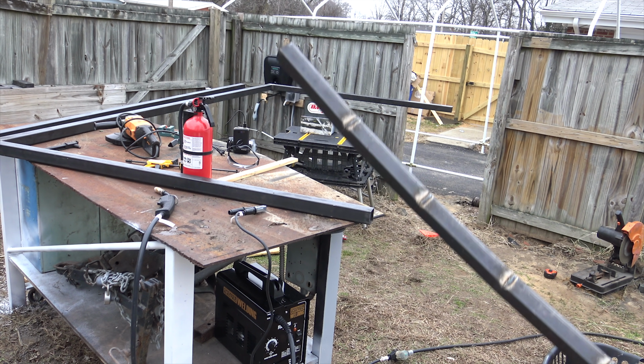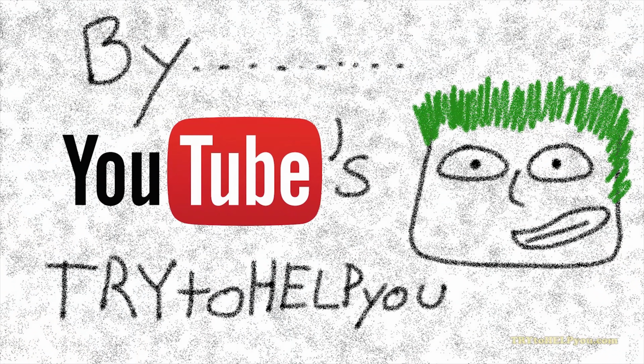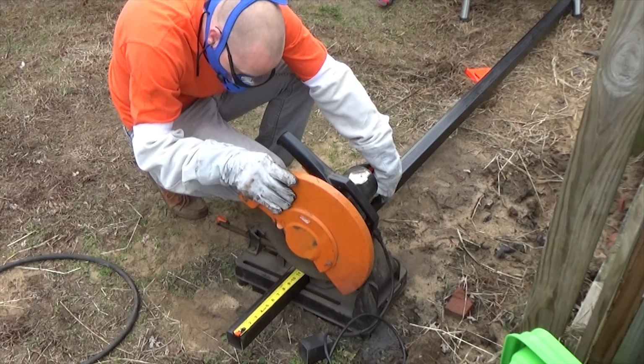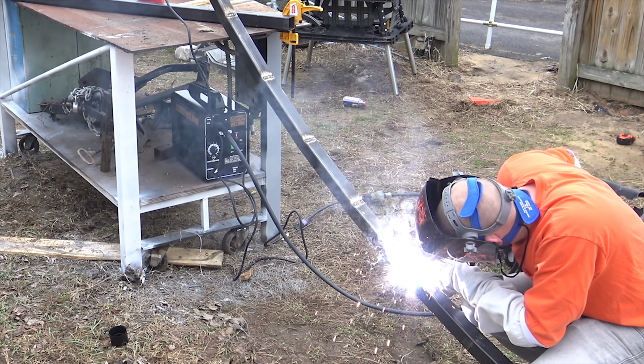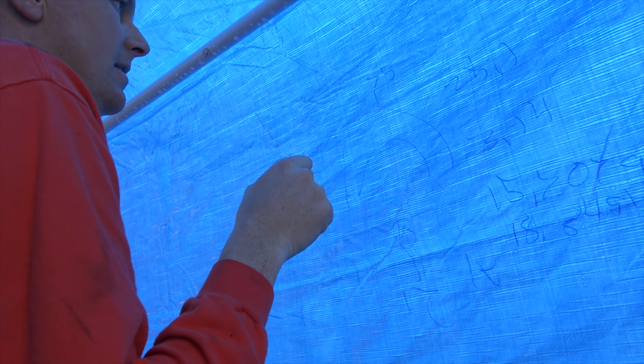I'm going to show you how to bend square tubing without a bending tool. It's going to be awesome. What you will need is a chop saw, a welder, a calculator that can do multiplication of pi, and maybe some stuff to draw with.